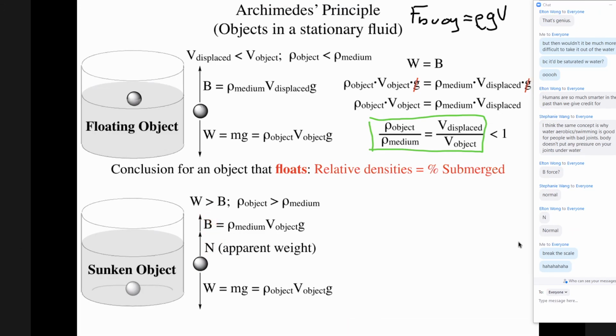Oh, who cares about the scale? Yeah, break the scale, throw it out. That is one way to solve it. Take the batteries out, you can't read it. But buoyant force is referred to as apparent weight loss.